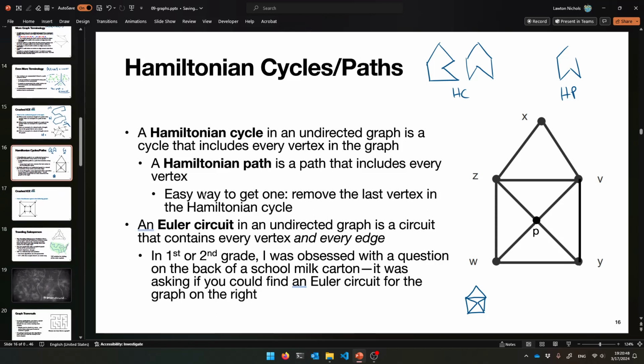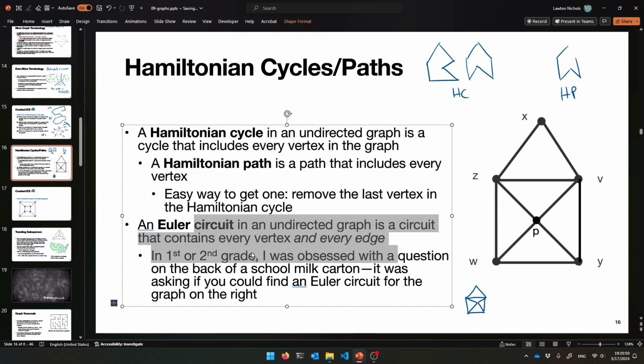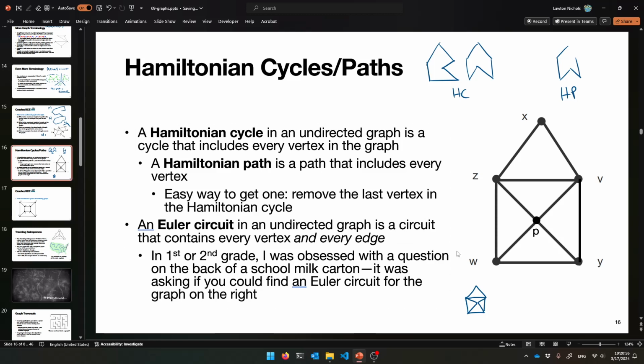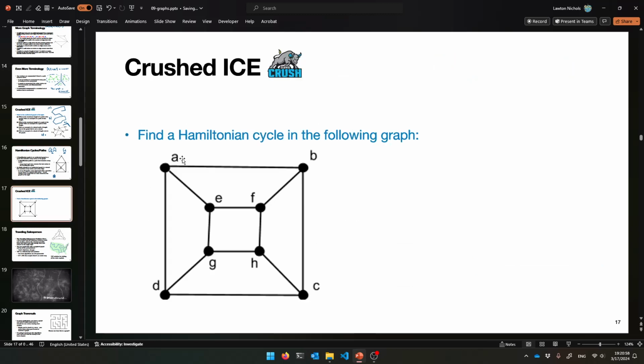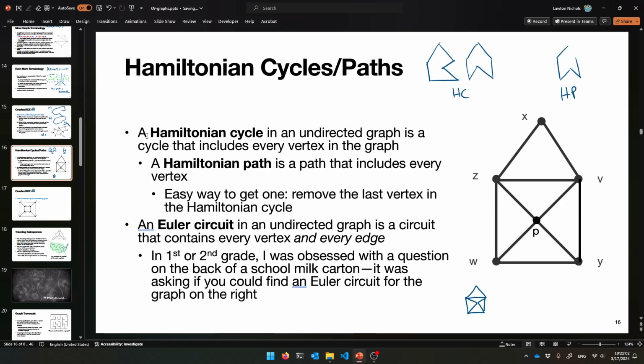Okay, so that's just a circuit that visits every vertex and every edge. Just naturally, of course, it's going to visit every vertex, hopefully, if we assume the graph is connected. So you're kind of forced to have a connected graph for both of these, right?